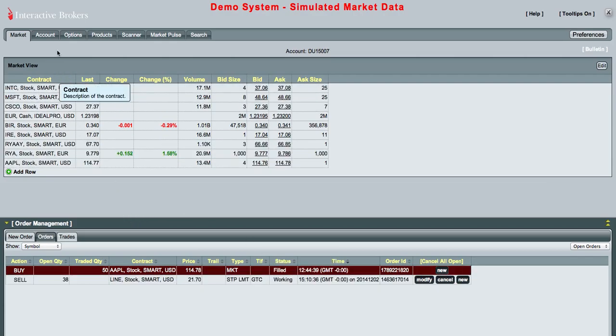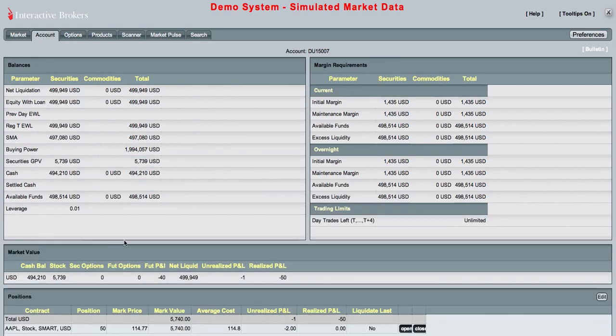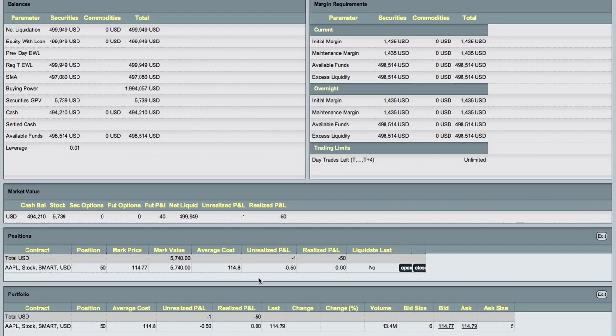So we're going to go up now back into our account up here. And we're going to actually minimize the order management window and scroll down. So before you would have remembered there was no positions in here. Now we have our 50 Apple shares. We bought them at 114.80 and they're currently worth 114.77.